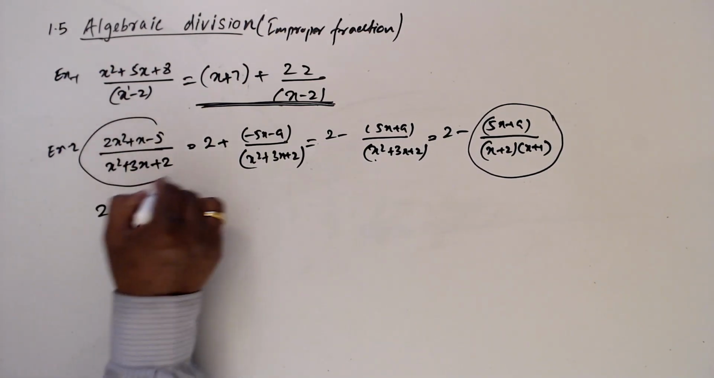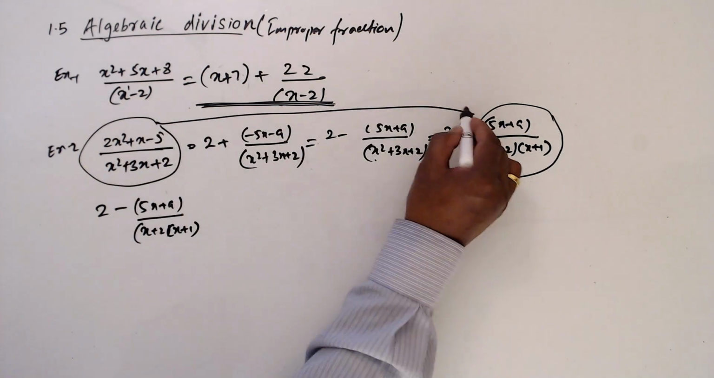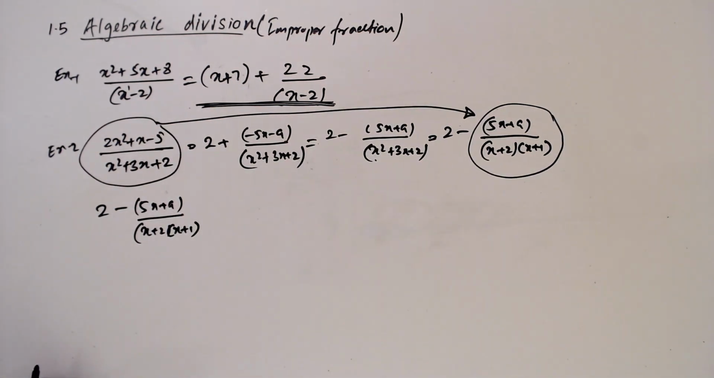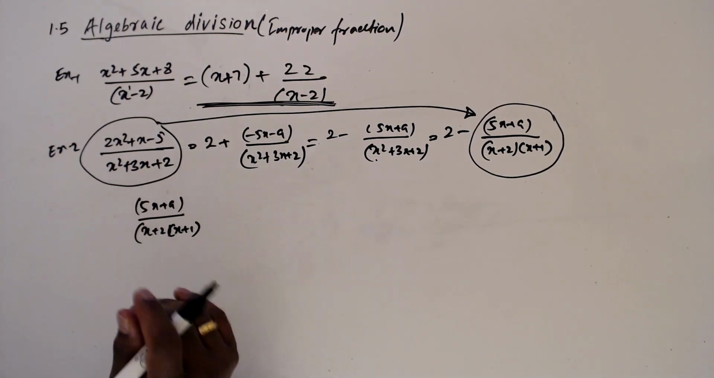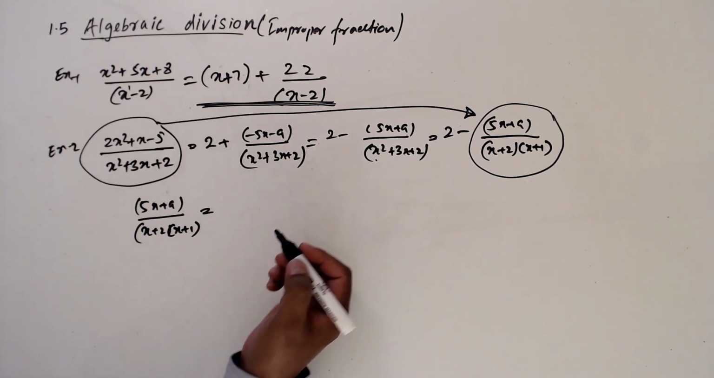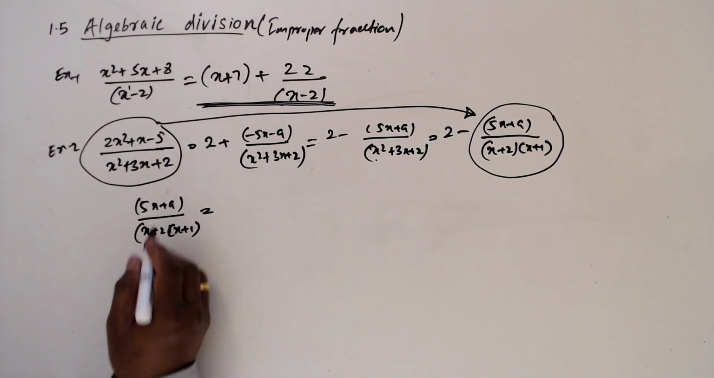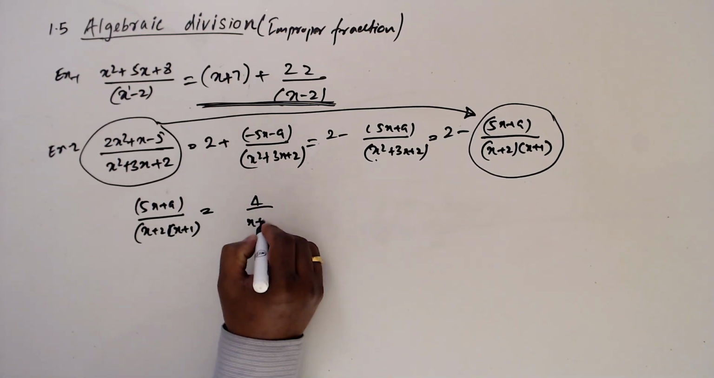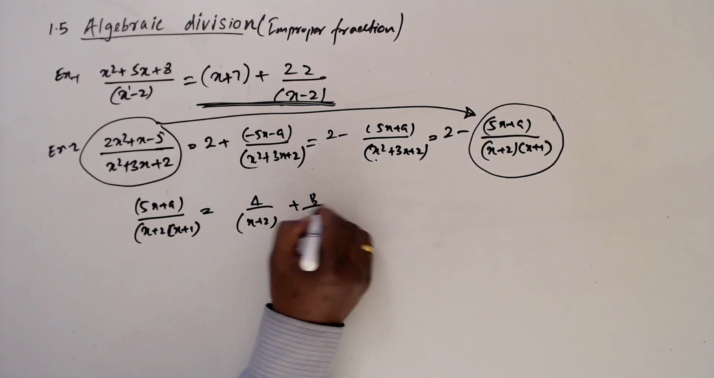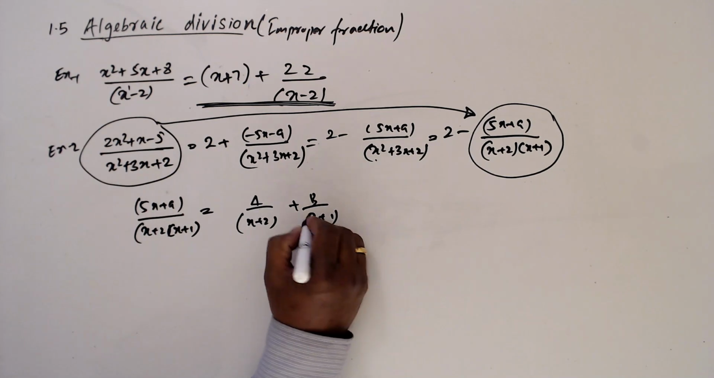So we turn this difficult situation into a much simpler one by algebraic division. I will delete this part and we'll work out this one, and I will substitute this one. Now you know how to do this one. How do we write this one? A over x plus 2 and b over x plus 1.